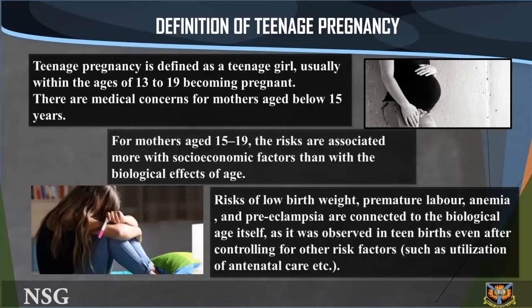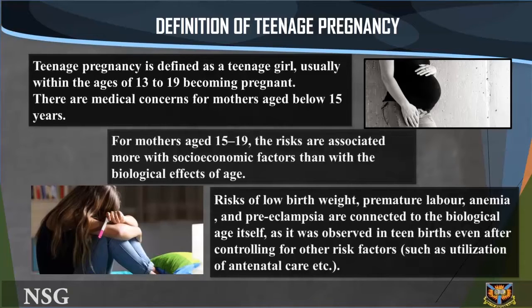Teenage pregnancy is therefore defined as a teenage girl, usually within the ages of 13 to 19, becoming pregnant. This refers to girls who have not reached legal adulthood, which varies across the world, who become pregnant. Teenage pregnancy is pregnancy in human females under the age of 20 at the time that the pregnancy ends.